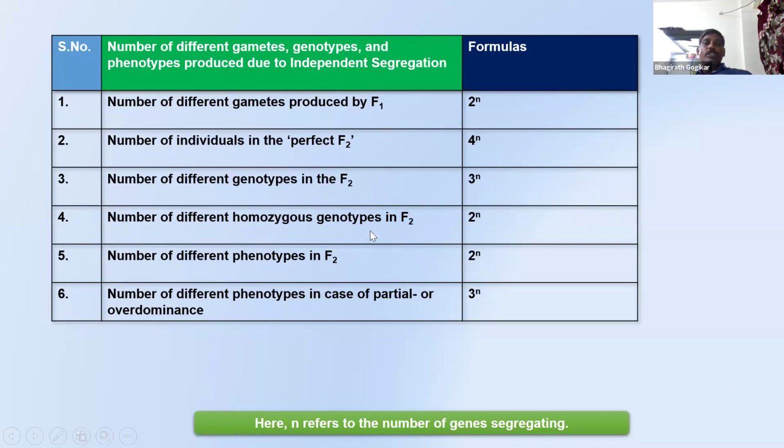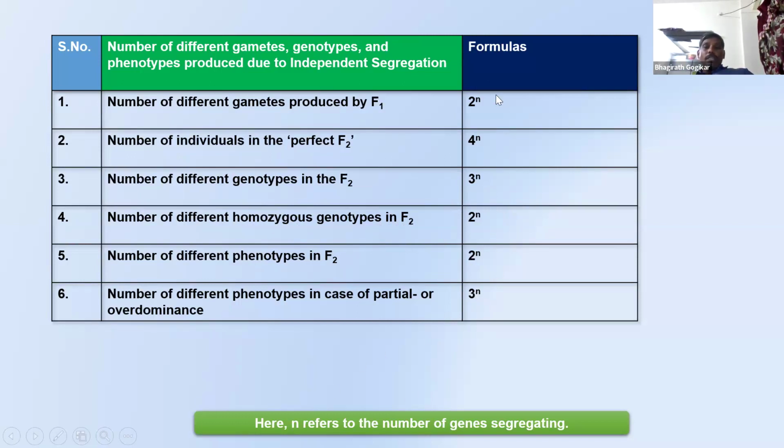Number of different homozygous genotypes in the F2 generation: 2 to the power of n. For example, in the monohybrid, how many different homozygous plants are formed? 2 only. One is tall, another one is dwarf. Tall is capital T, dwarf is small t. So 2 to the power of 1, we can write 2 only. In case of 2 square, the number of different homozygous genotypes in the F2 generation, we can apply this formula.